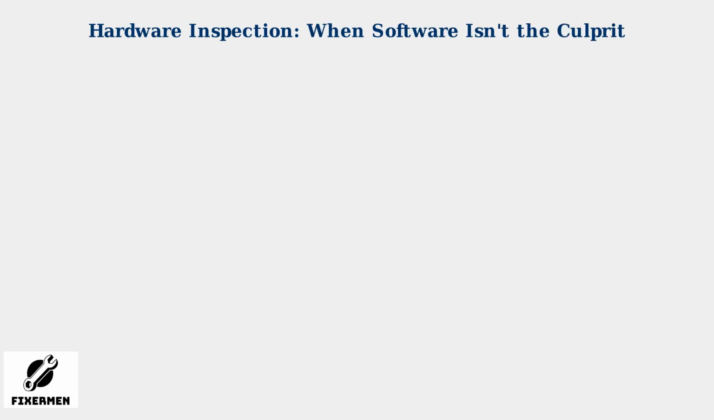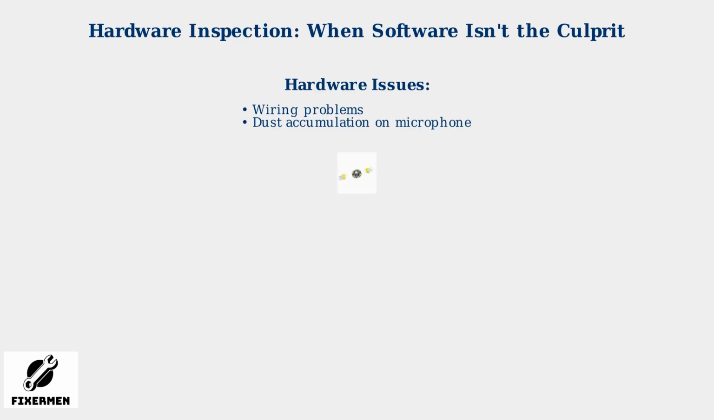When settings and firmware updates don't resolve the microphone recording issue, the problem may be hardware-related. Common hardware causes include wiring problems or dust accumulation that can mute the microphone. Two main hardware issues can prevent audio recording: faulty wiring connections or dust buildup on the microphone module itself. Wiring problems often occur at the circuit board level, where connections to the microphone can become loose or damaged.